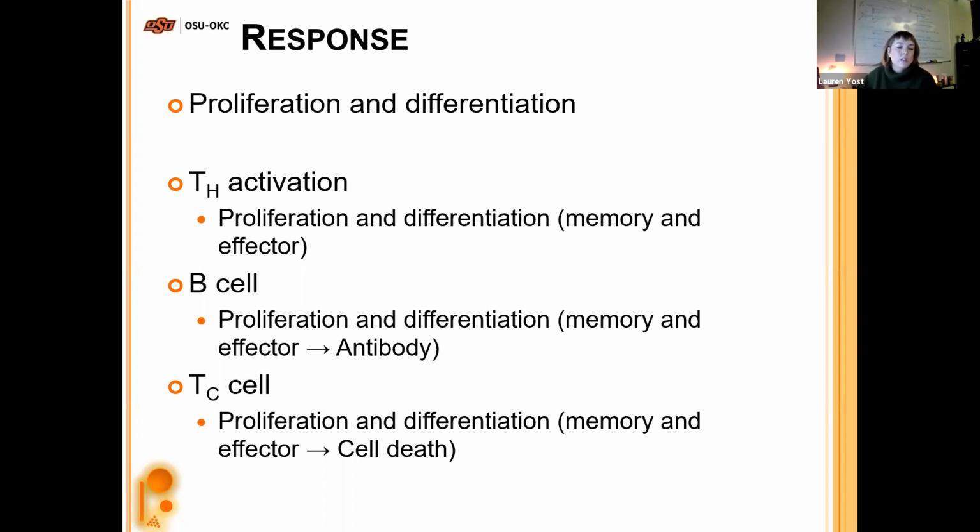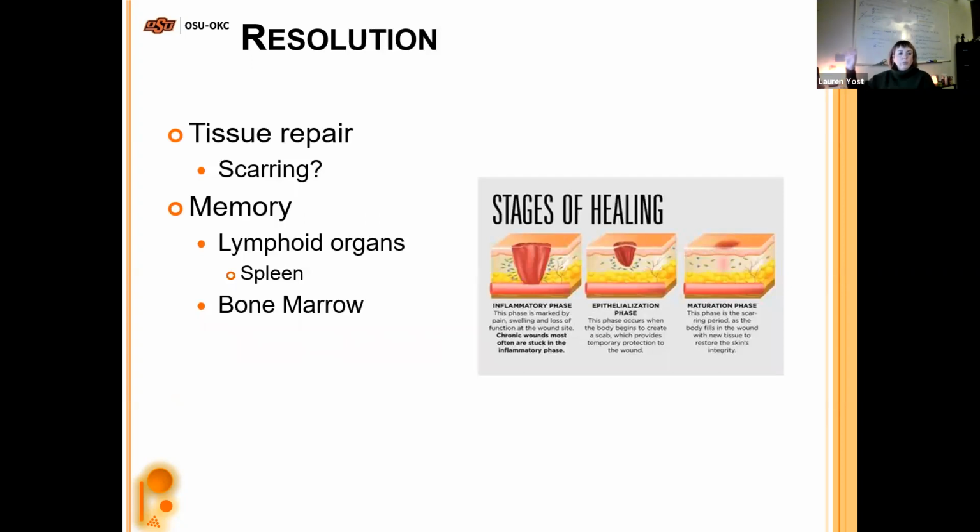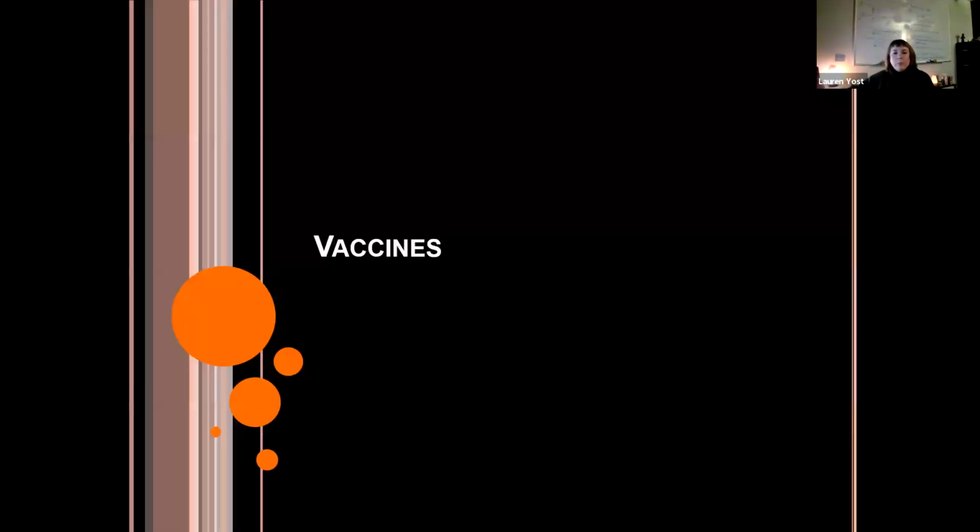And then we will have cytotoxic T cells, I always call them CD8 T cells, but cytotoxic T cells that will go out and kill cells that are infected. That's going to lead to tissue repair in whatever areas you're having the infection. That can lead to scarring because your body doesn't care what you look like. It's just trying to contain itself and create another barrier. And then we have memory response that will be developed as a result of this as well, and be maintained in your lymphoid organs and the bone marrow.